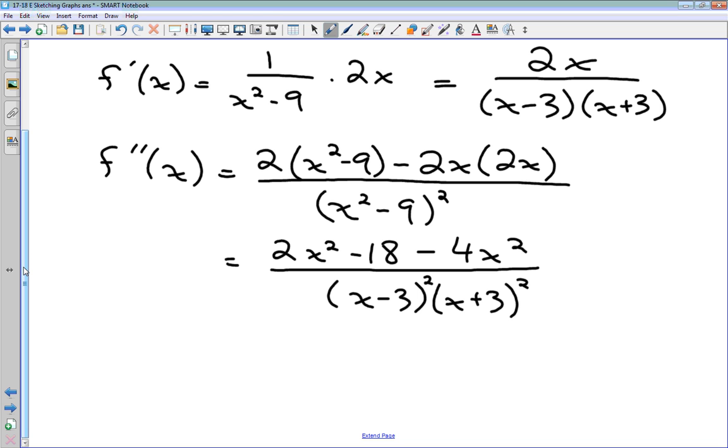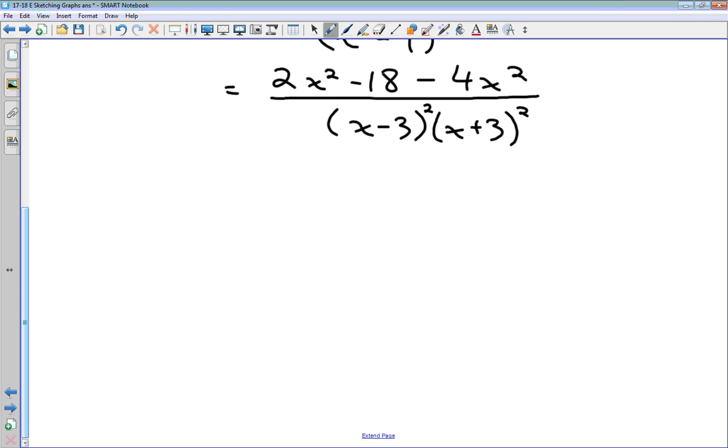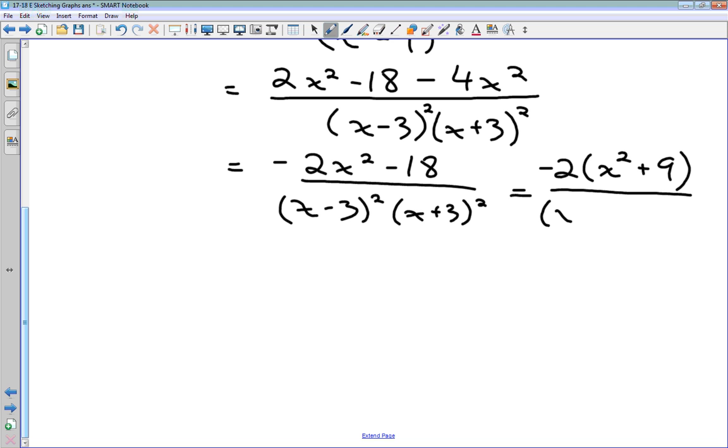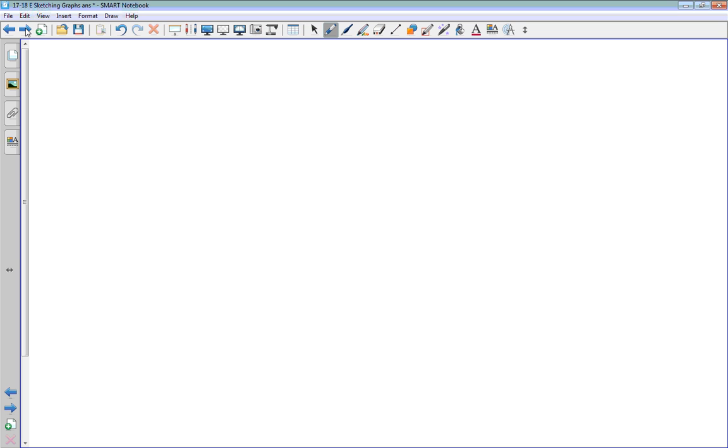Okay. And then let's simplify up in the numerator here. So we'll have −2x² − 18 all over (x − 3)²(x + 3)², which is going to be equal to, if we factor out the −2, −2(x² + 9) all over (x − 3)²(x + 3)². And there's our second derivative. So once we have our first and our second derivative, we can start going through these steps to sketch the graph of our function.